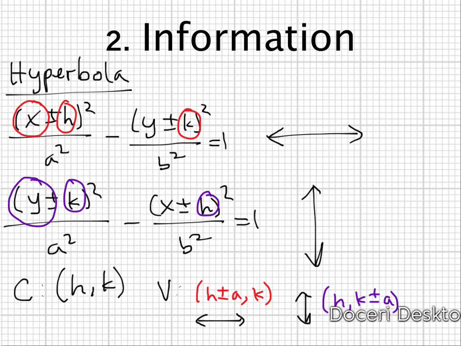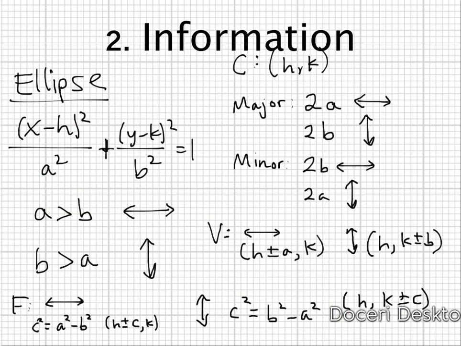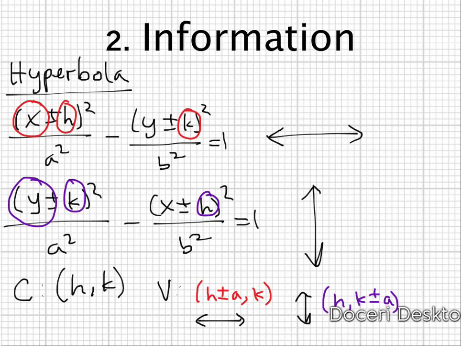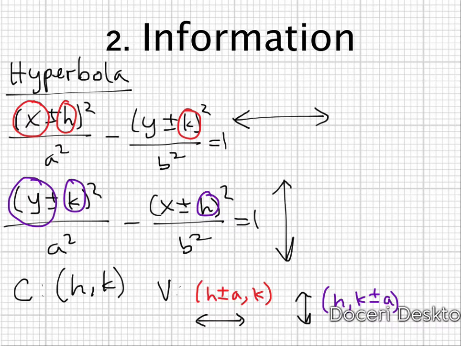Now, the other two vertices, I think I forgot to mention those in the ellipse, but it's the same process for the ellipse as it is for the hyperbola. And that's talking about the co-vertices. So the co-vertices are the vertices that you don't see in a hyperbola, but you do see in an ellipse. So the co-vertices are using the b value.